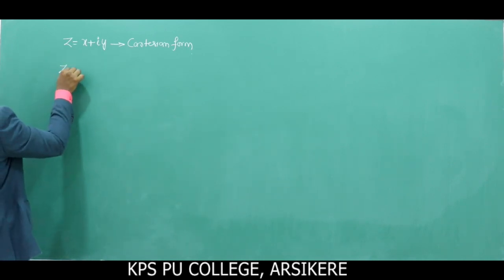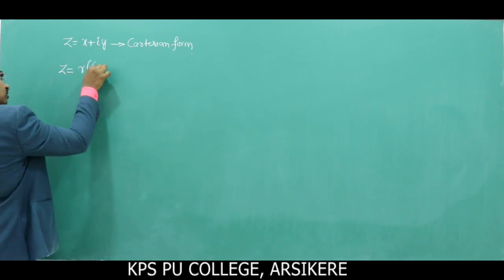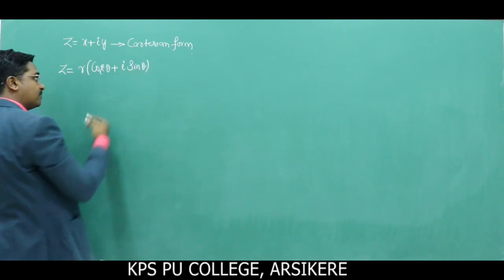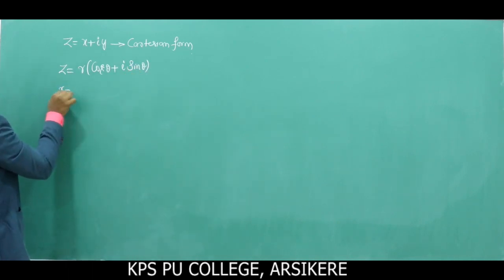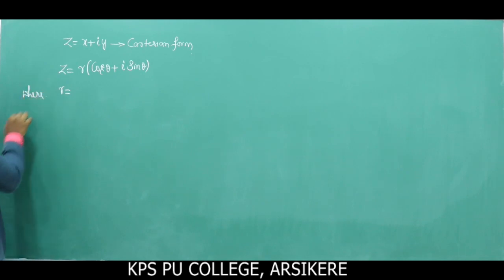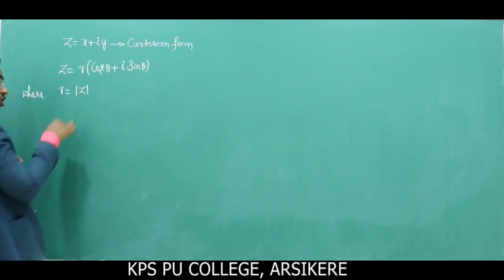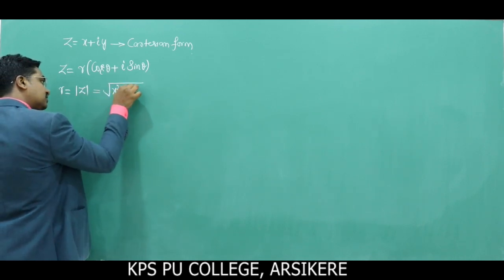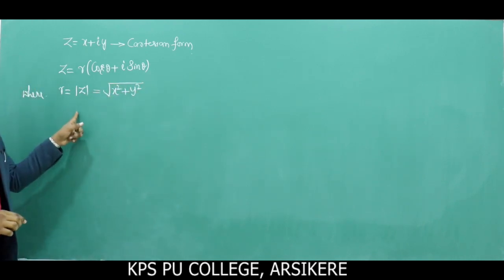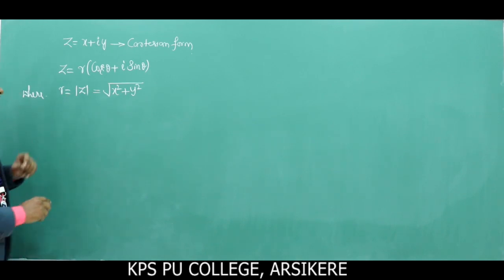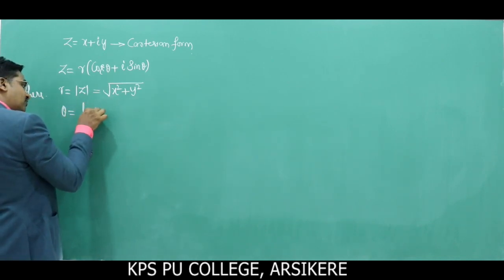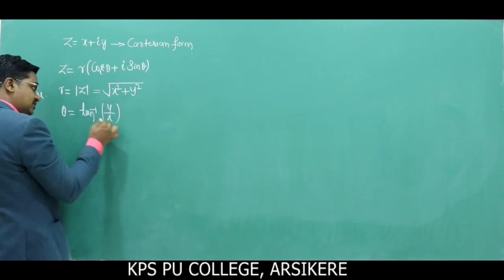So we have z is equal to r times of cos theta plus i sin theta, right? Where r is equal to, so what is r here? Where r is nothing but the modulus of z, which is root of x square plus y square. This is called the modulus of z. And what is theta? Theta we call the argument or amplitude. So theta can be written as tan inverse of y by x.